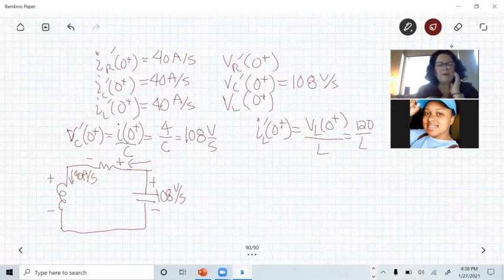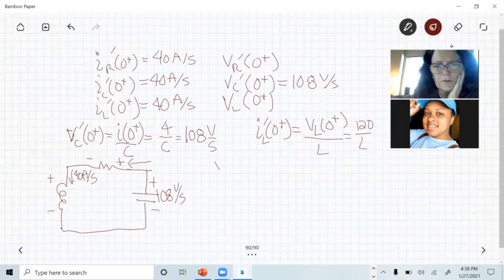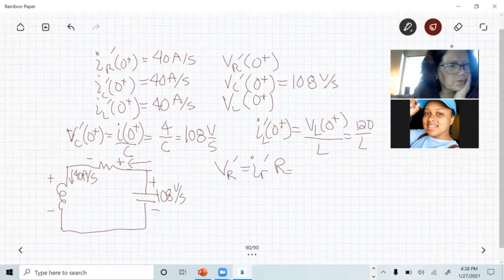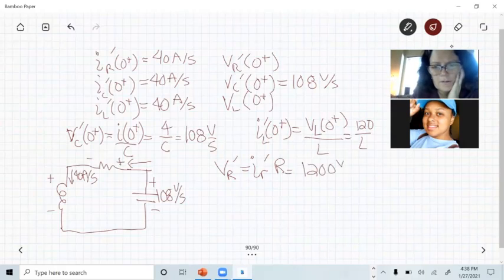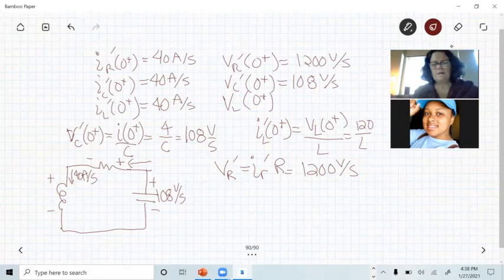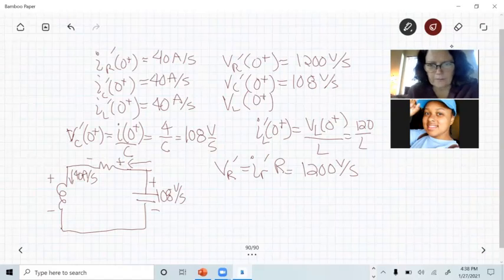Since Ohm's law is true, the derivative of Ohm's law is true. VR prime will equal IR prime times R. We've got IR prime as 40. Our resistor is still 30, so this becomes 1200. It's a rate of change of voltage, so it's volts per second. Okay. The only thing left to find is this little puppy right here.